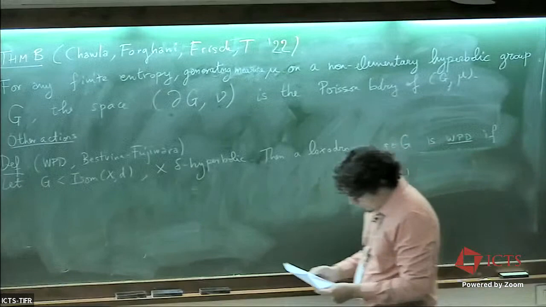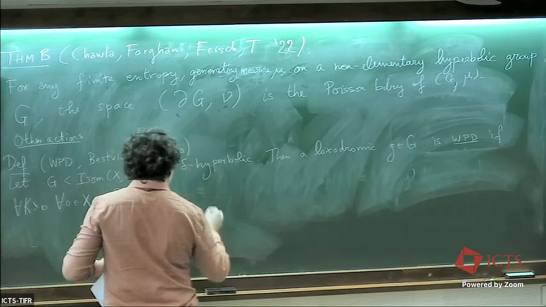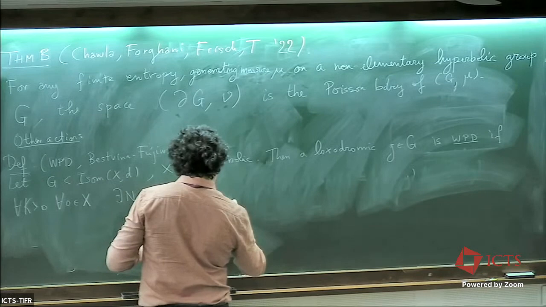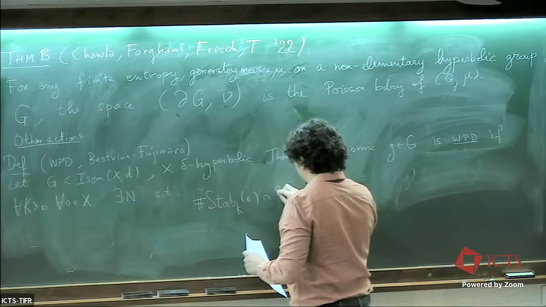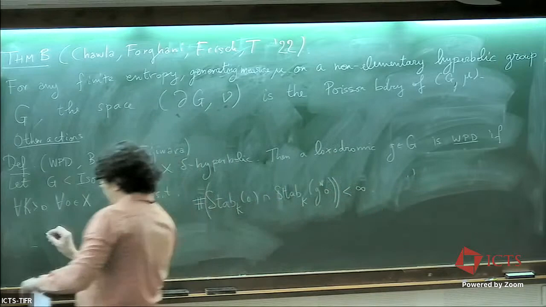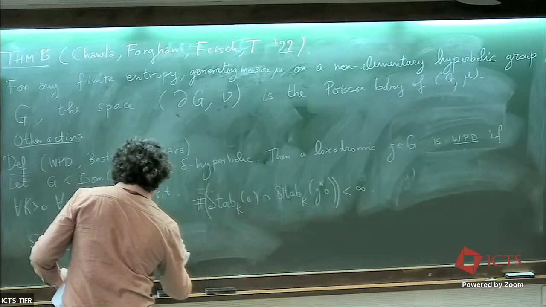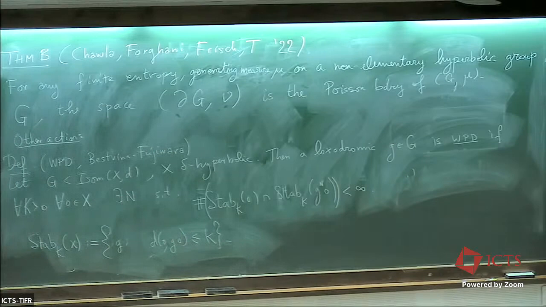for every constant K and for every point o in the space, there exists some integer N such that the following is true. The joint stabilizer, I'm going to write it like that, Stab_K(o) intersect Stab_K(g^N o), is finite. I will explain this notation. What is the K-stabilizer? The K-stabilizer is just the set of group elements h such that the distance between o and its image under h is less than K. So everything is coarse. This is coarse geometry.